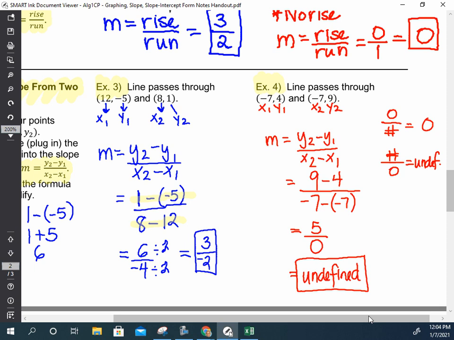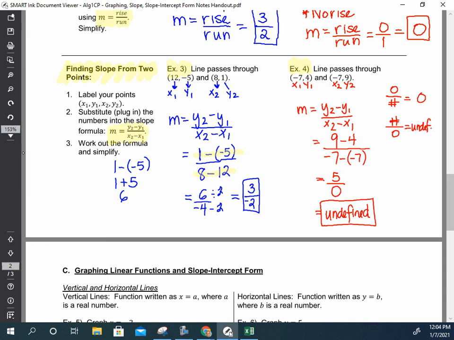Questions on examples 3 and 4. If the 0 is at the bottom of the fraction, it is undefined. If the 0 is at the top of the fraction, then the answer is 0.